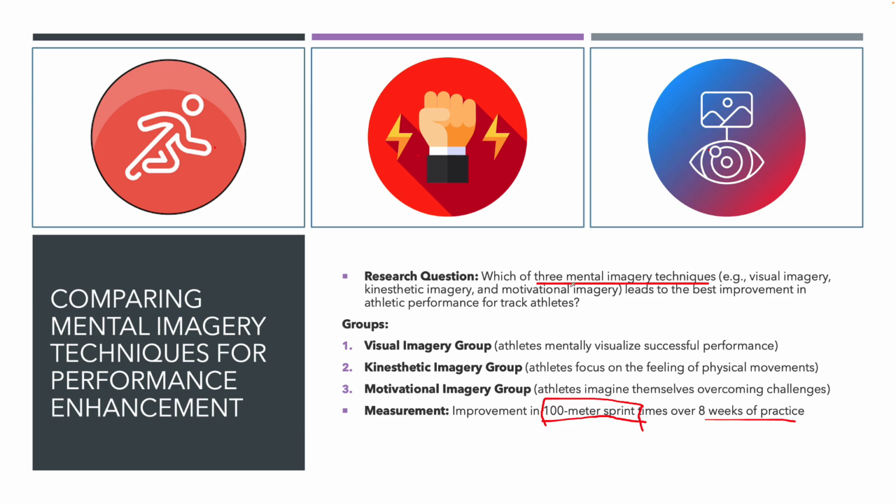So I'm looking at 3 mental imagery techniques. I have visual, I have kinesthetic, and I have motivational, right? Visual is where the athlete mentally visualizes success. Kinesthetic is where the athlete focuses on the feeling of physical performance or physical movement. Motivational is where the athletes imagine themselves overcoming all challenges. And I want to see which one of these best enhances performance.